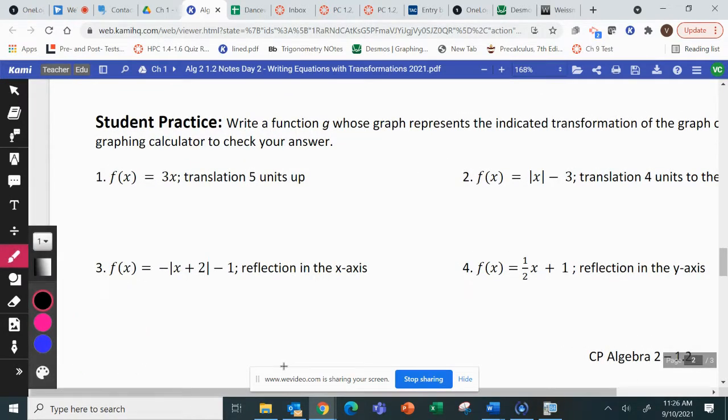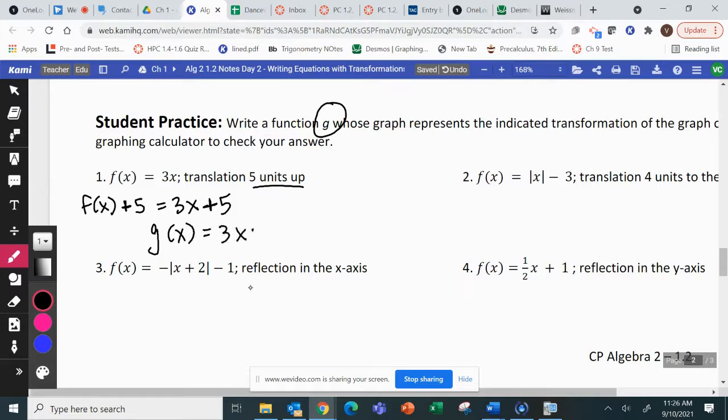So this one says up. So up is on the outside. So I would think f of x and then add 5 on the outside. So I'm going to take my f of x equation, which is 3x, and I'm going to add 5 on the outside. This says write a function g. So this answer is g of x is equal to 3x plus 5.